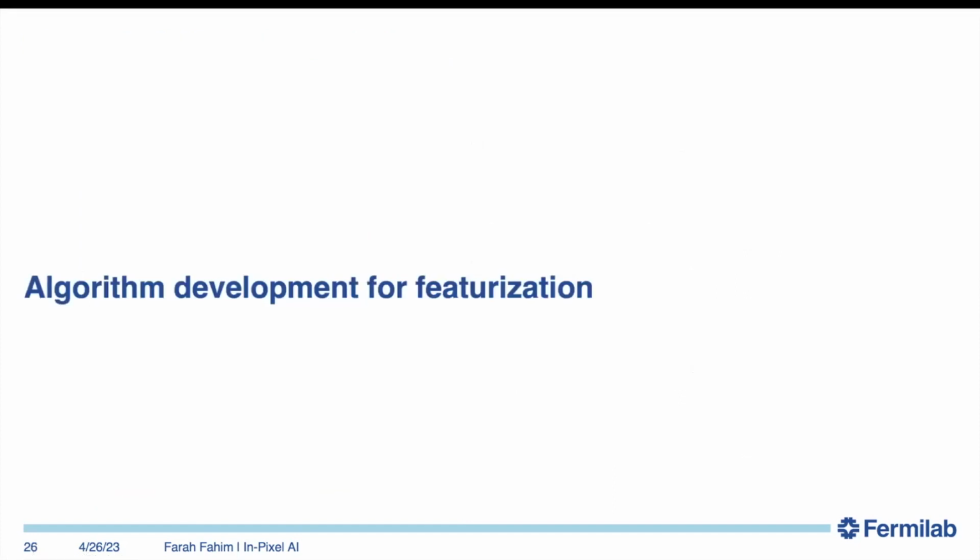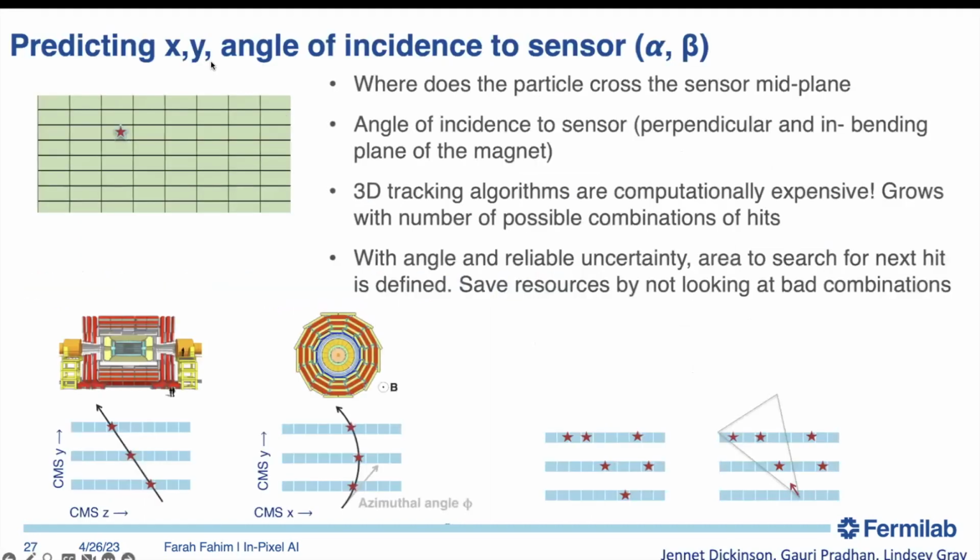Okay, so I'm going to shift focus a bit from the implementation and over to my last topic, algorithm development for featureization. Here, what we are trying to do is predict XY and the angle of incidence on the sensor. For example, this is where your particle traveled through. You don't just want the address of this pixel, but a finer XY resolution. Essentially you can get that by looking at the charge cluster and extrapolating, depending on the charge sharing in the neighboring pixels, to give a finer XY resolution.